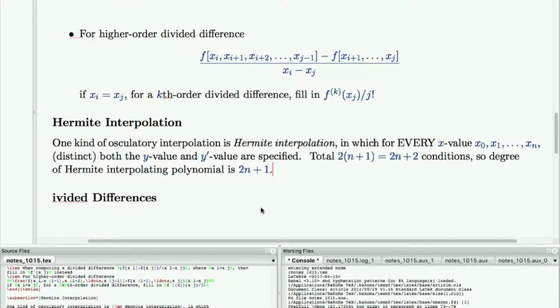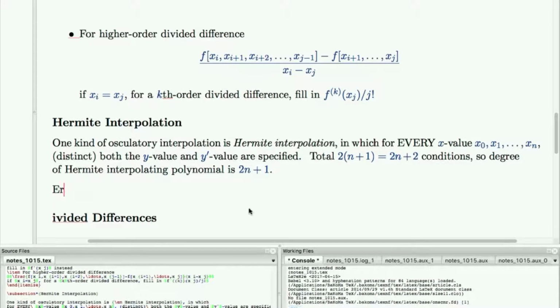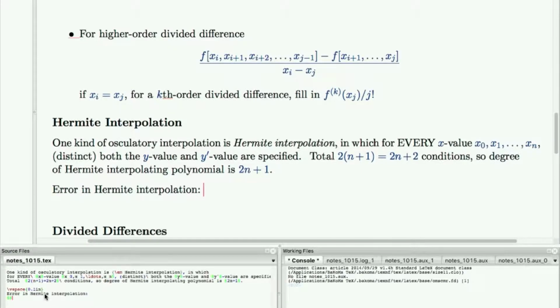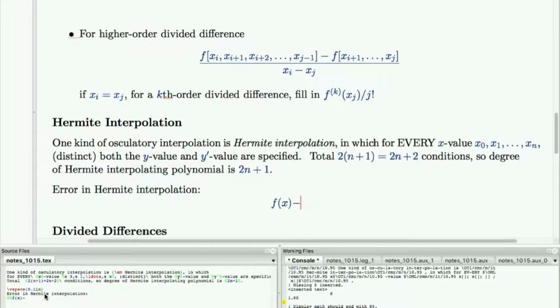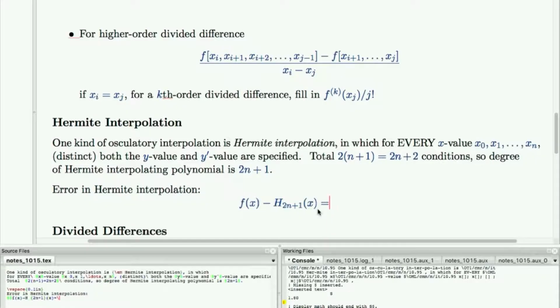Now, I should mention the error in Hermite interpolation. I'm going to use f of x minus H, where capital H refers to the Hermite polynomial of degree 2n plus 1. That is going to be very similar to the error we saw in the Lagrange interpolation.